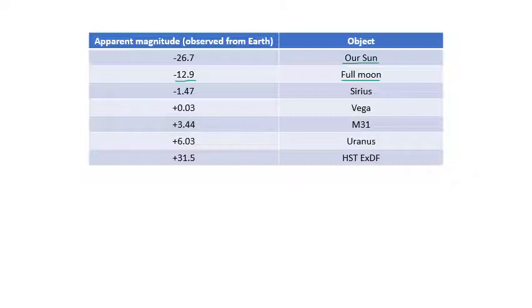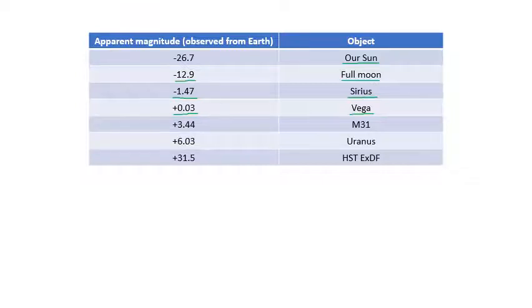Sirius is one of the brightest stars in our night sky, has a magnitude of minus 1.47, and Vega was actually used as the reference star originally on the magnitude scale for a magnitude of 0, and its magnitude now is very close to 0 as a result of that. It's just a little bit over 0 on a modern magnitude scale, but it was originally used as the zero, if you like, the reference star for the scale to begin.